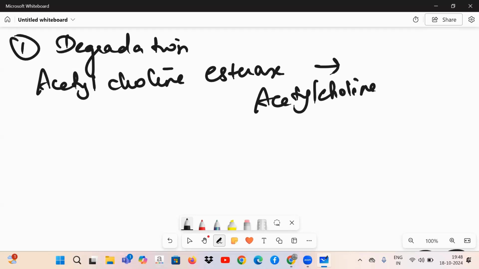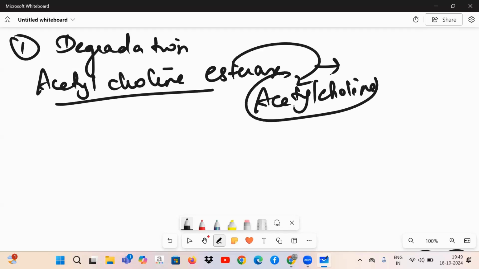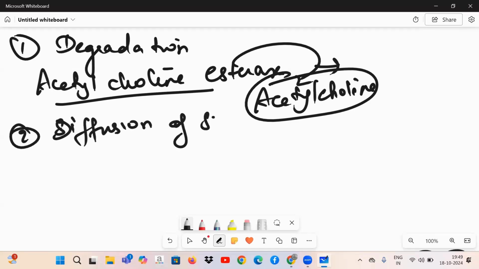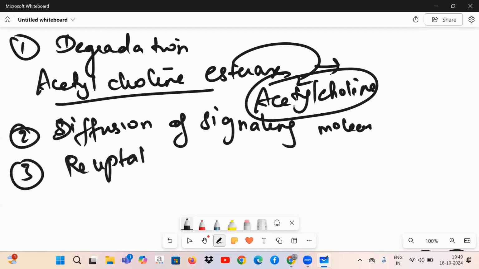This acetylcholine esterase is an enzyme that degrades the neurotransmitter acetylcholine. So by degrading a neurotransmitter, it can stop the reaction. Second is diffusion of the signaling molecule. If their action is over, they move out. Third one is reuptake. They are reabsorbed by the presynaptic neuron using special transporters. Then you have inactivation.